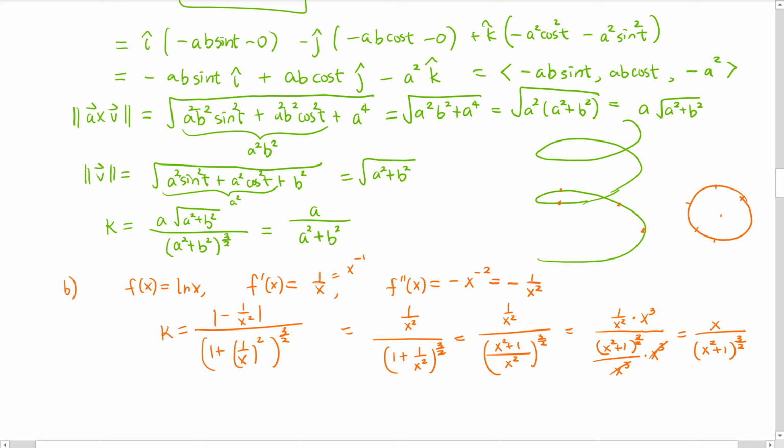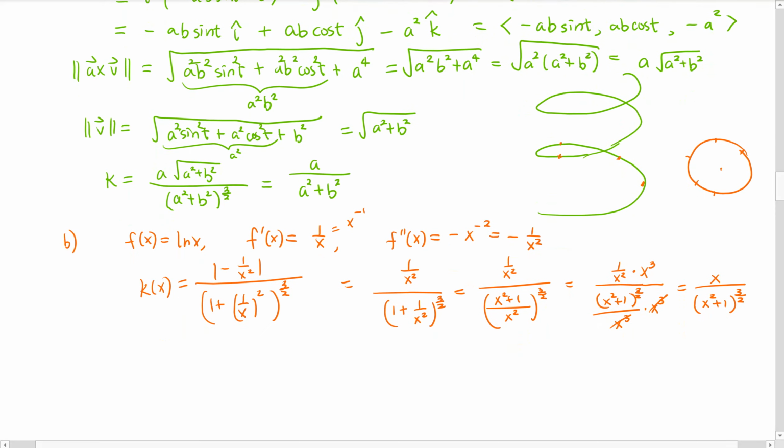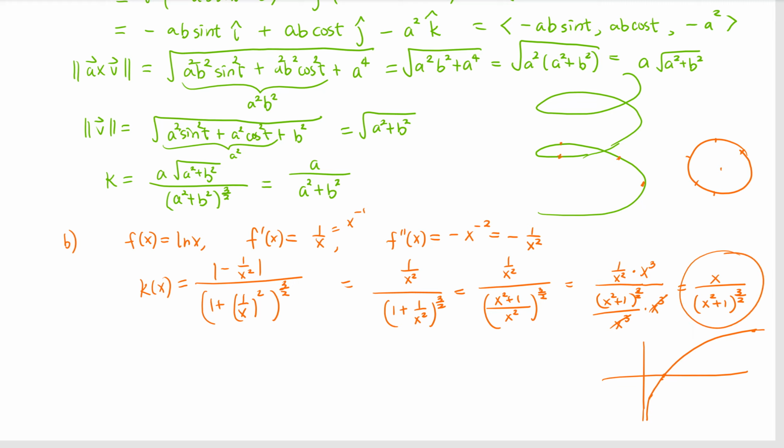So you can see in this case, the curvature is a function of x. So why is that? Well, think about the logarithm function. The logarithm function looks like this. So the curvature at each point actually changes, and eventually it's more flat here. That's why you can see this is a function of x. So far, so good, everybody?